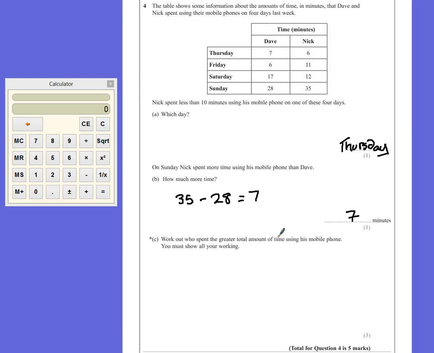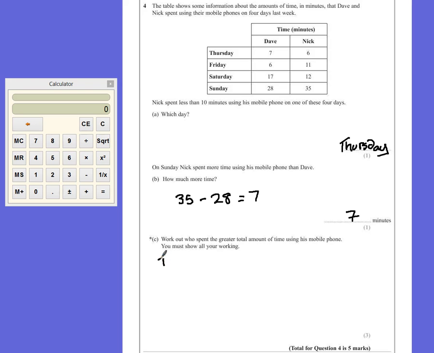Part C has a little star next to it, so we're going to have to definitely show our working to explain our answer here. Work out who spent the greater total amount of time using his mobile phone. You must show all your working. So, to do this, we're going to just list each person and how long they spent so that we can work out who spent the longest.